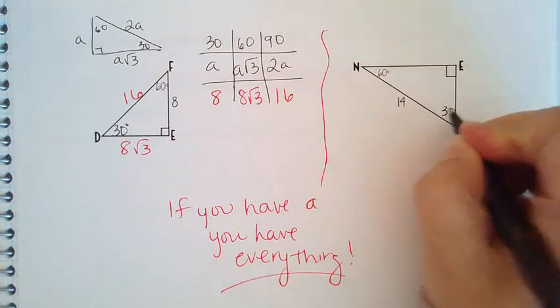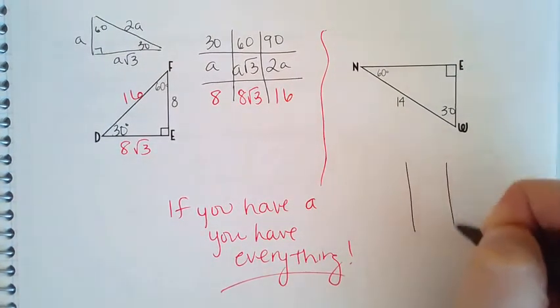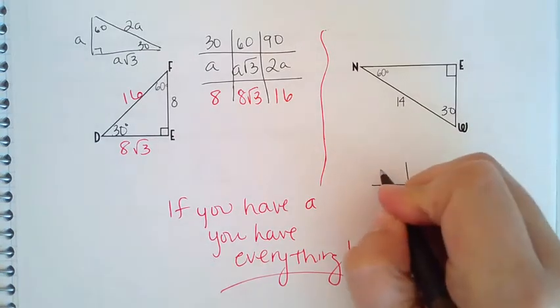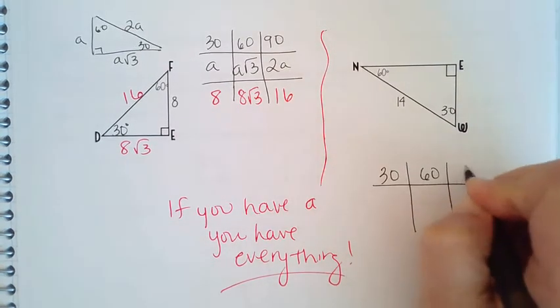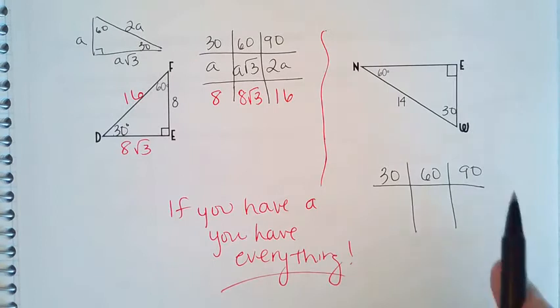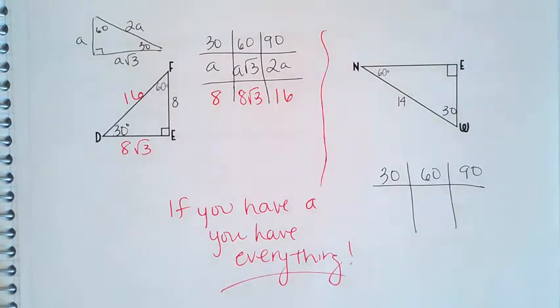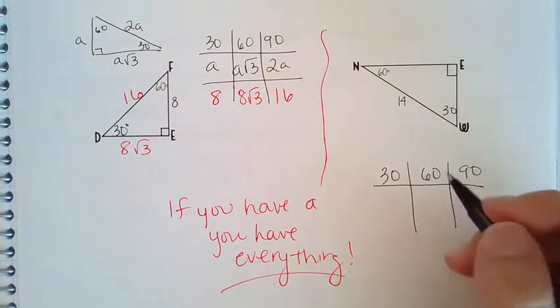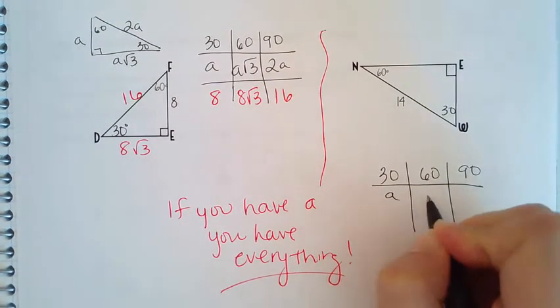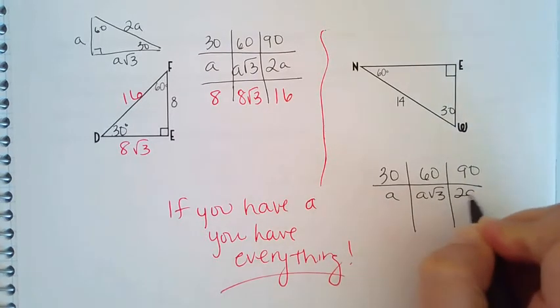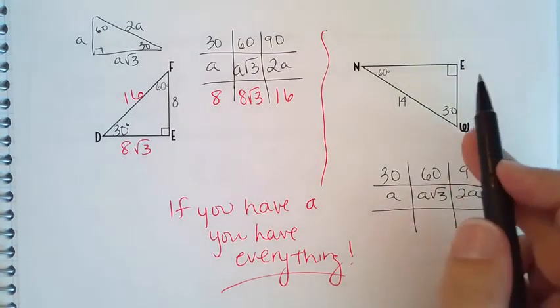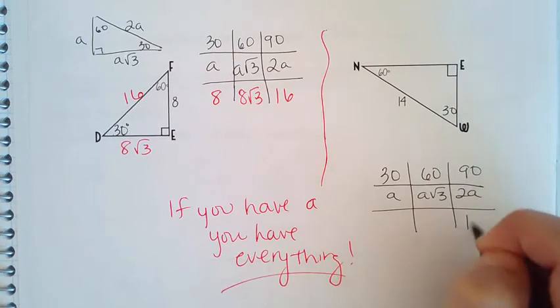So this is 30. I'm going to set it up the same. I like this one. 30, 60, 90. Sometimes people ask me, do I have to write this down? No. The whole point of these special right triangles is that you get so good at them that all you write down is the sides. Okay? But until you get there, writing this down is one strategy. So this is normally a, a root 3, 2a. The side opposite my 90 is 14.